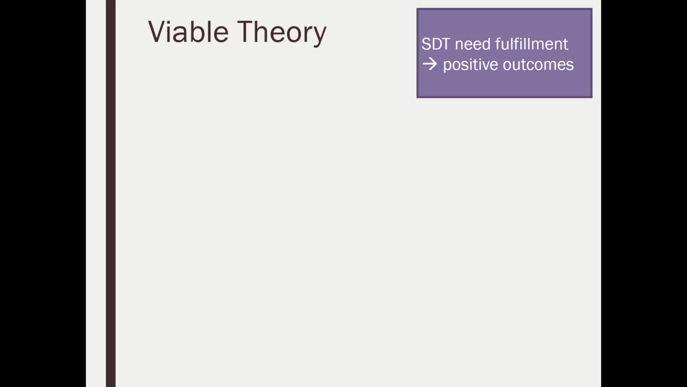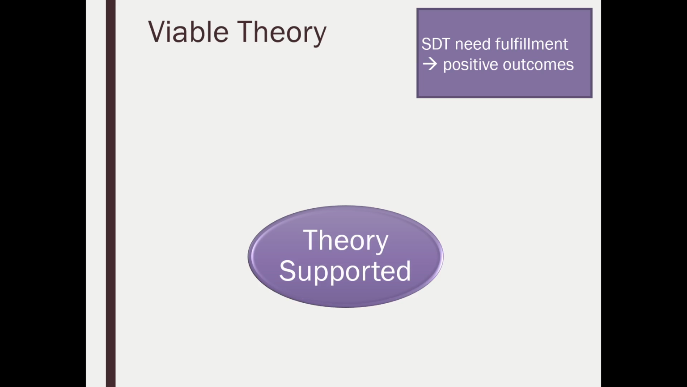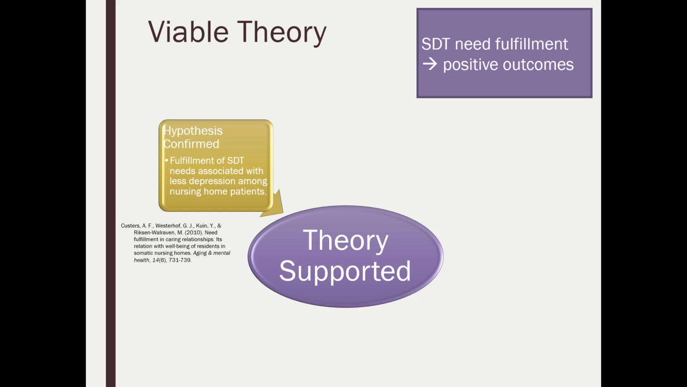So we've got this overall self-determination theory up in the right-hand corner here. Need fulfillment is associated with positive outcomes is the basic theory, right? So I thought I'd share with you what we do when we're deciding whether the theory is a good explanation for outcomes or not, right?